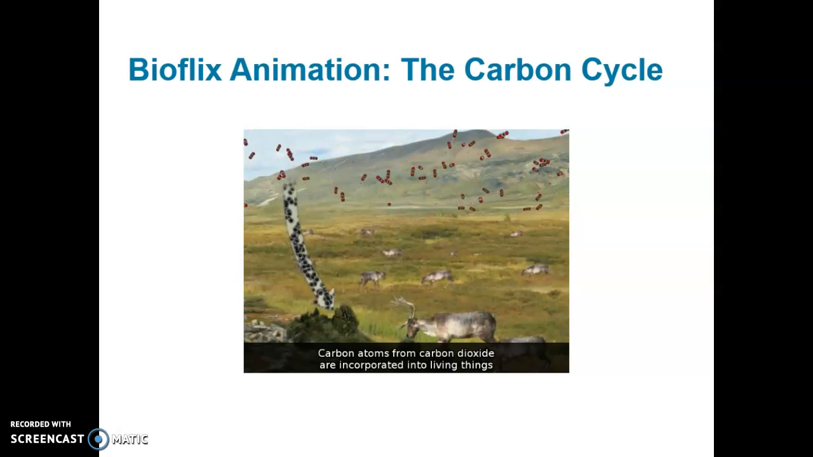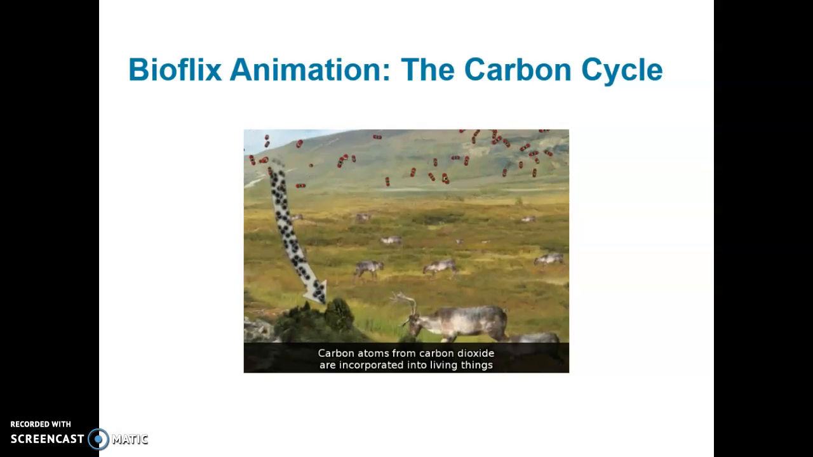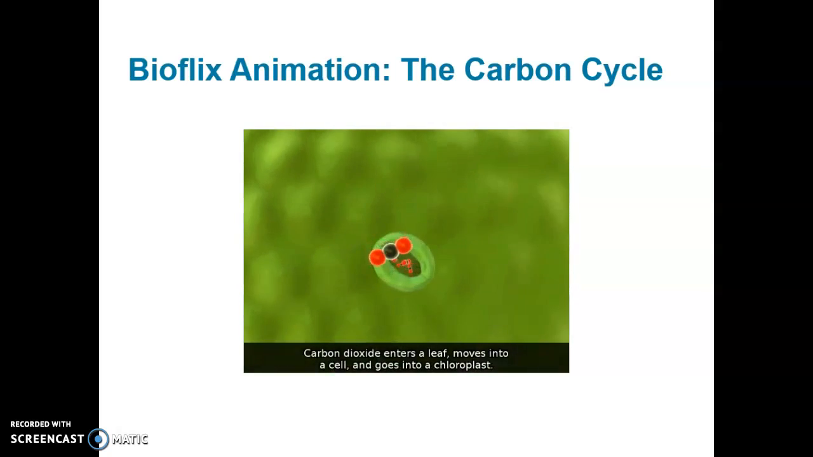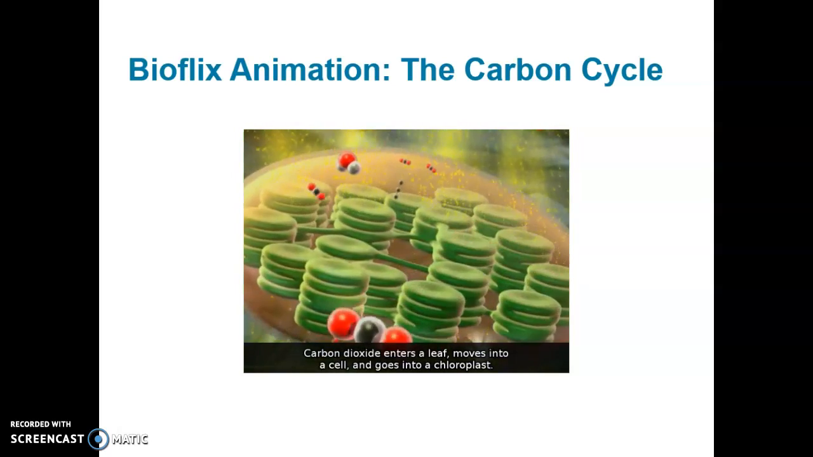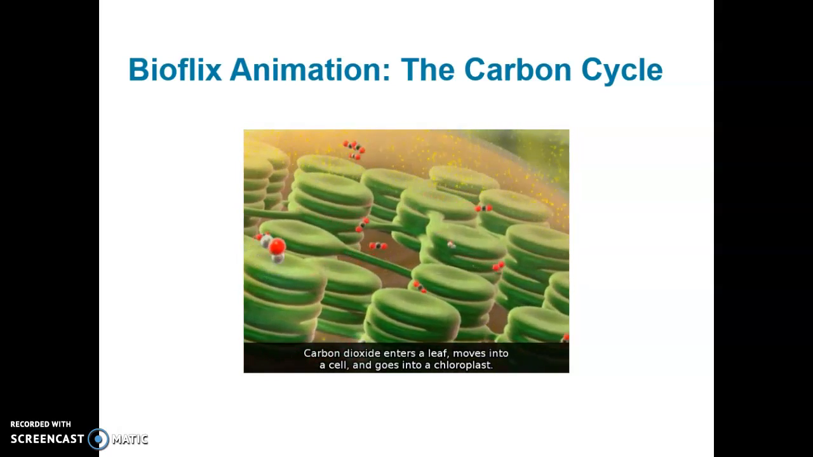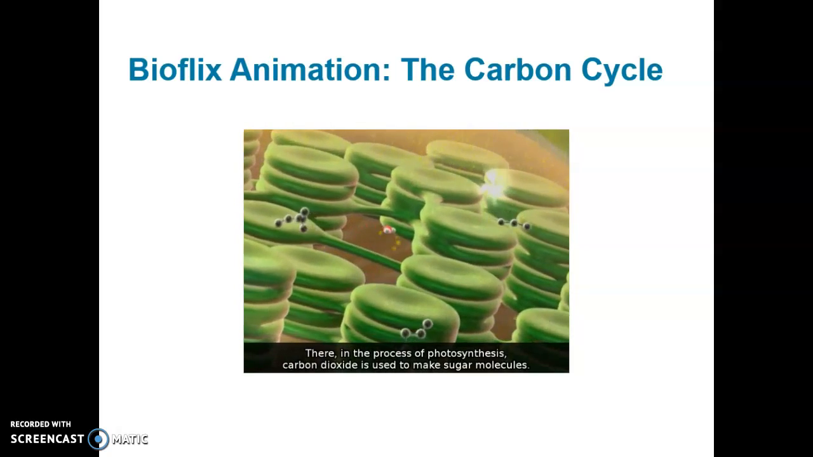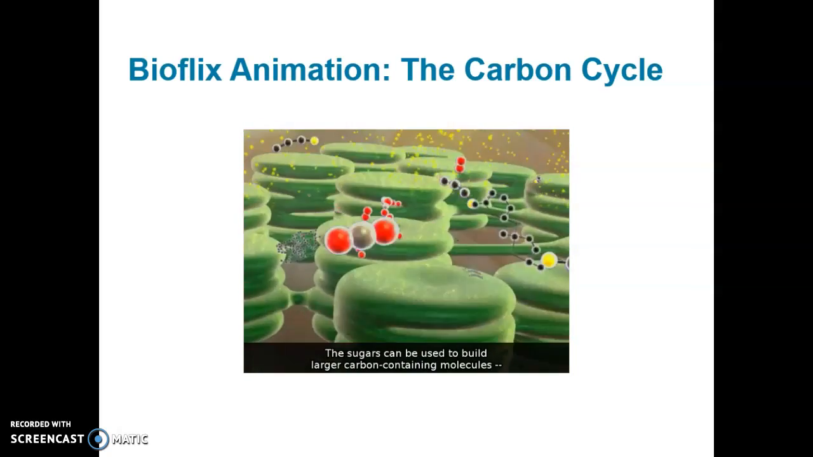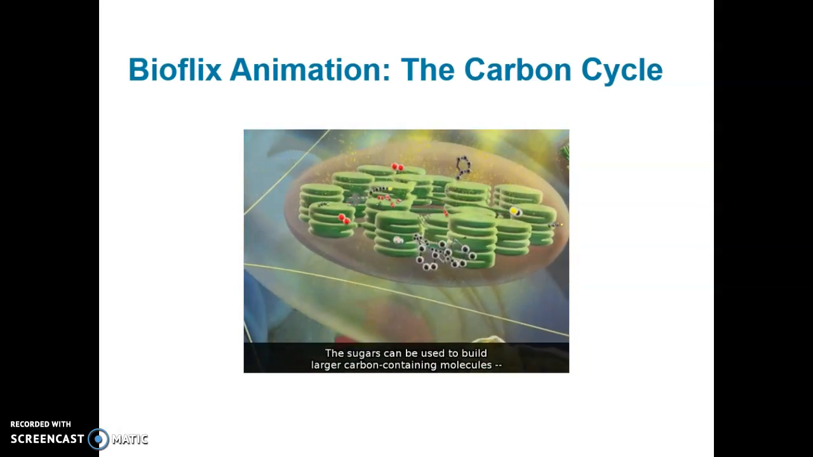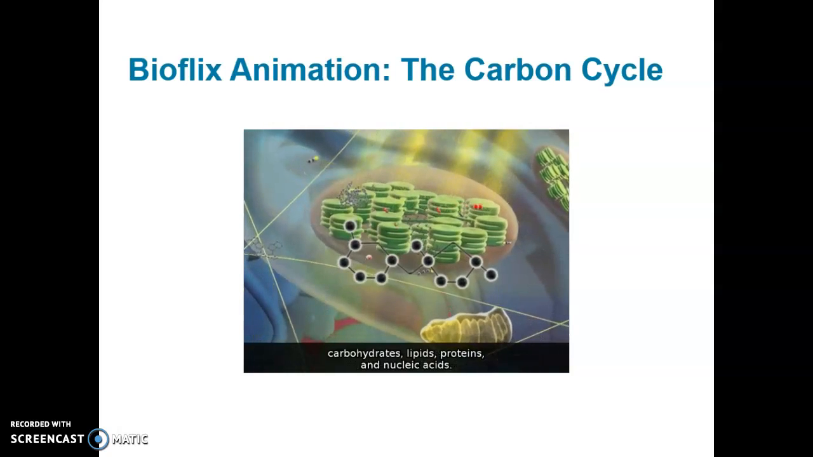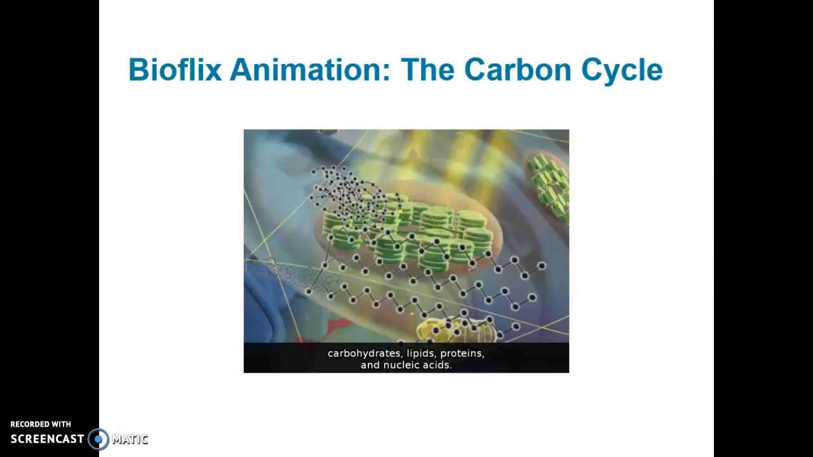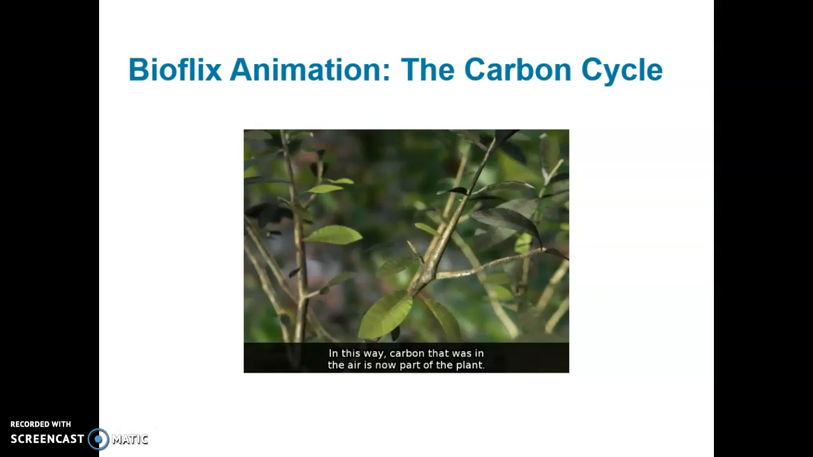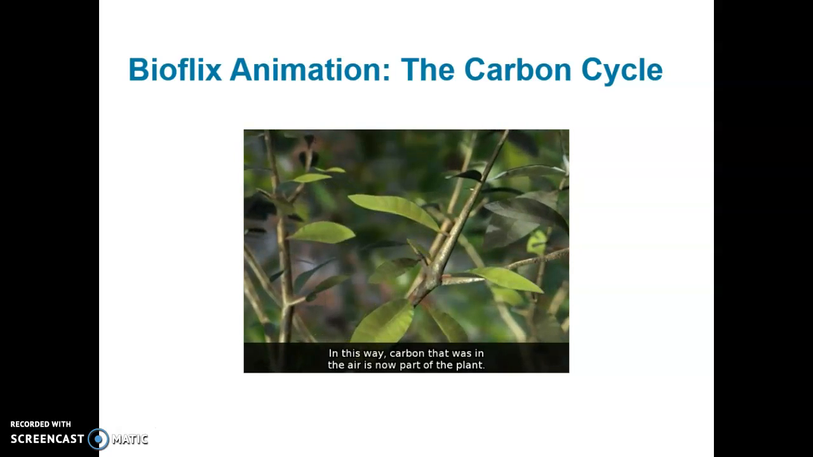Carbon atoms from carbon dioxide are incorporated into living things by producers, such as this plant. Carbon dioxide enters a leaf, moves into a cell, and goes into a chloroplast. There, in the process of photosynthesis, carbon dioxide is used to make sugar molecules. The sugars can be used to build larger carbon-containing molecules, carbohydrates, lipids, proteins, and nucleic acids. In this way, carbon that was in the air is now part of the plant.